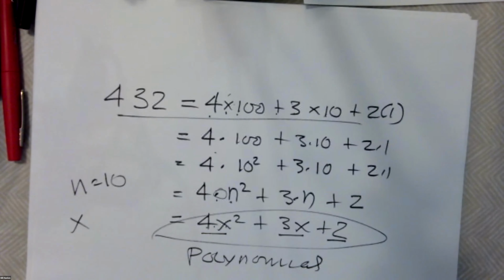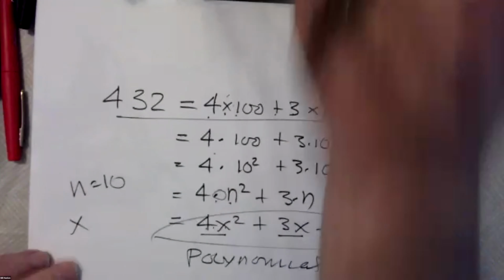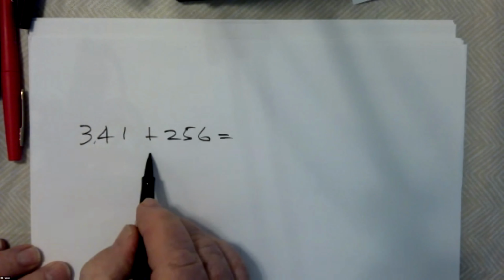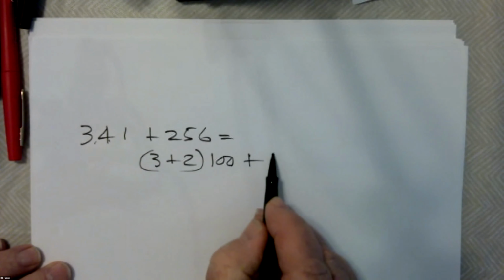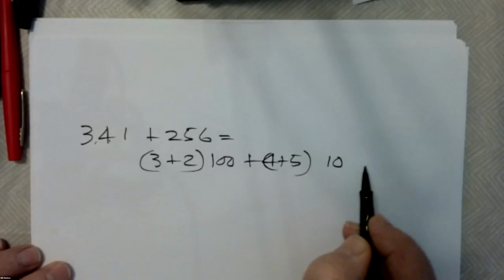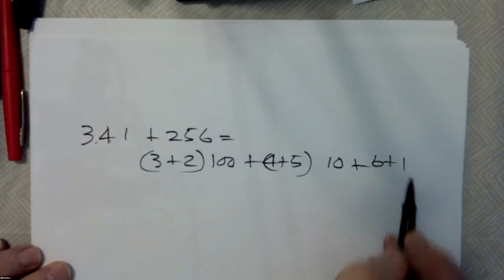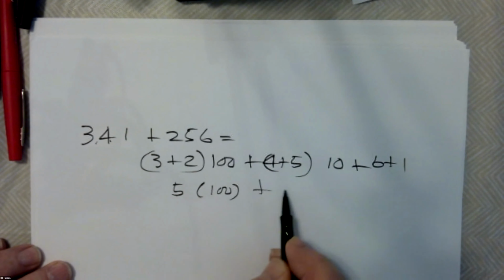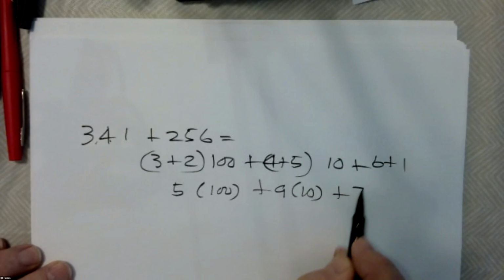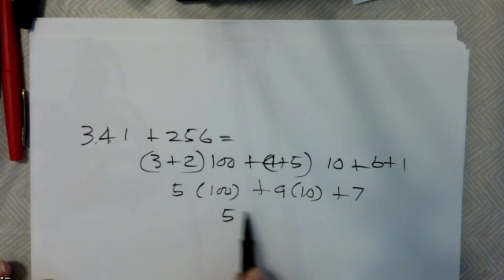All right, now I can't make math any more difficult, but with little kids, if they understand place value and we have a problem like 341 plus 256, what we have the kids do is they say we have 3 plus 2 hundreds, we have 4 plus 5 tens, and then we have 6 plus 1 ones, which turns out to be 5 hundreds plus 9 tens plus 7. And if we add that together, that becomes 597.